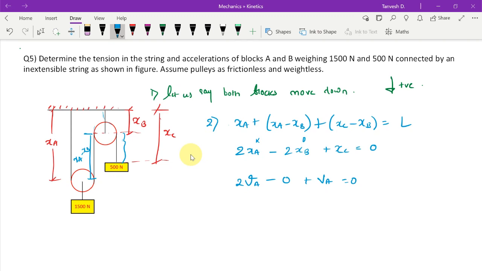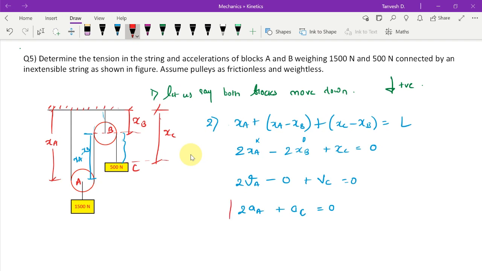Again, if I take the time derivative, what I'll get? 2 aA plus aC equals 0. Okay, and let us say this is A and this is C. That is the reason why we have taken xA, xB and xC, right?